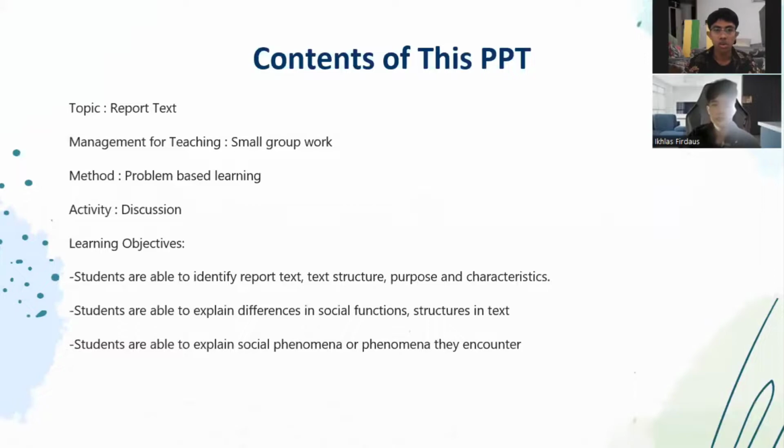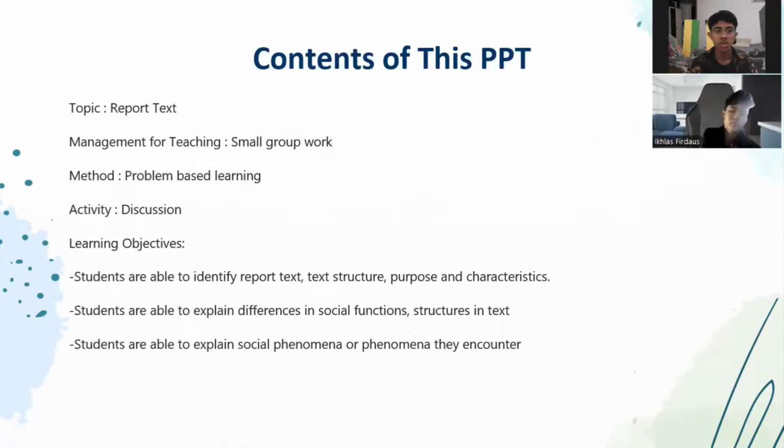Our topic today is report text, with management for teaching being small group work, and the method we use is problem-based learning. The activity we do in this simulation is discussion. Our learning objective is that students are able to identify report text and the structure of report text, the purpose of report text, and analyze the characteristics of report text.